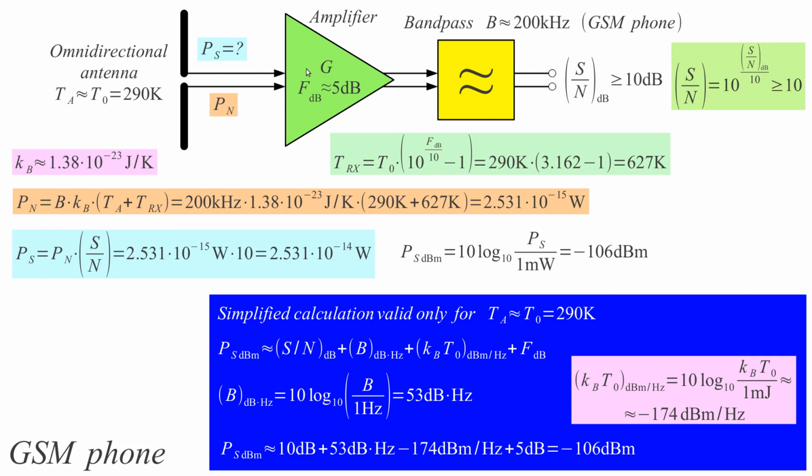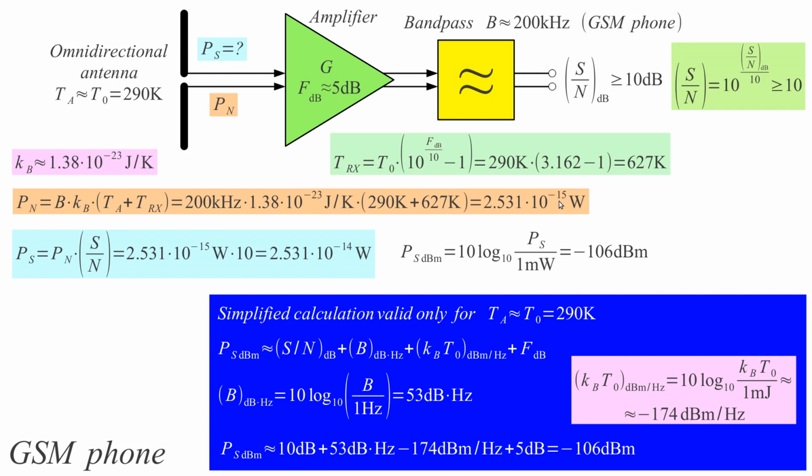So in our calculation, first we have to calculate the noise temperature from the noise figure. If we calculate this, we see that our receiver has slightly more than 600 Kelvin noise temperature. Then we calculate the overall noise power: bandwidth times Boltzmann constant times the sum of the temperatures, antenna plus receiver. With 200 kilohertz, we get 2.5 times 10 to the minus 15 watts.